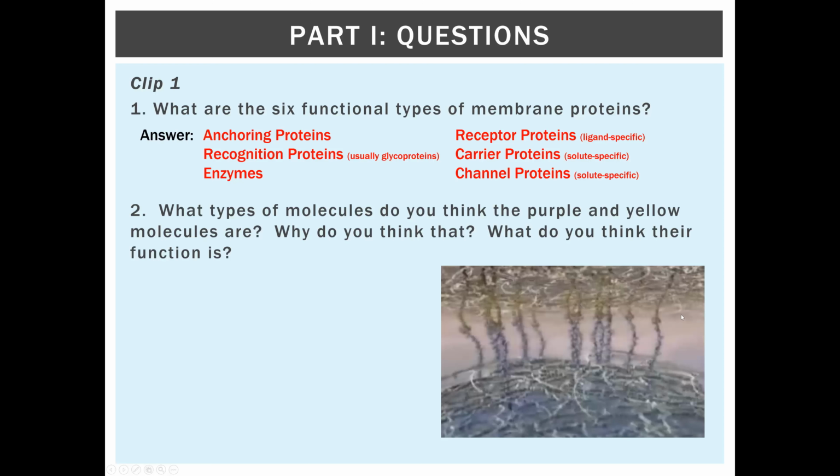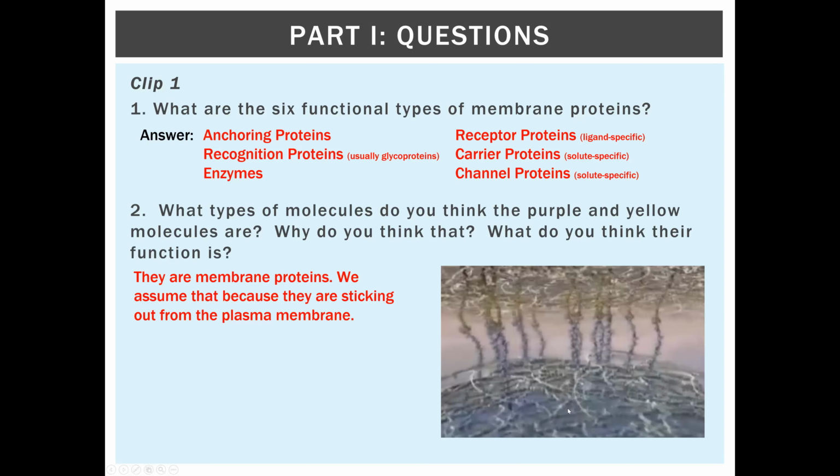And so if you guessed that these molecules, the purple and yellow molecules, are proteins, you would be correct. And we assume that they are proteins, membrane proteins in particular, because they are sticking out from the plasma membrane. So why do you think that? Because they're sticking out from the plasma membrane. What do you think their function is? These look like they could be anchoring proteins that are anchoring the white blood cell to the wall of the blood vessel.